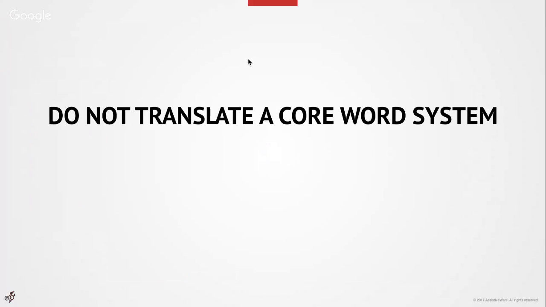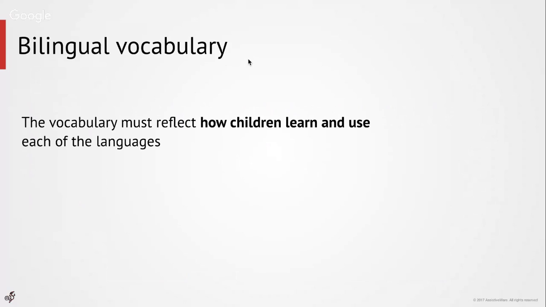Of course, you can translate the fridge. You can translate all your foods. You can translate all your places. Those, no problem at all. But the core words, you need to be super careful about those. I'm going to try to elaborate why. For one, the vocabulary must reflect how children learn and use each of the languages. This is not only about grammar and the word selection. You also need to contemplate how native speakers and second language learners acquire a particular language.